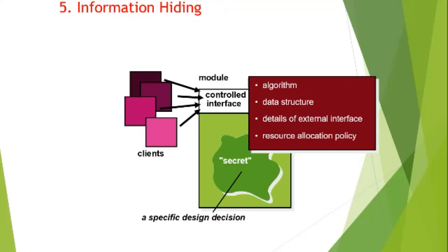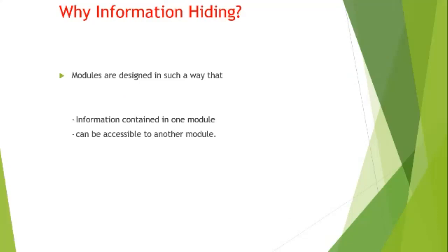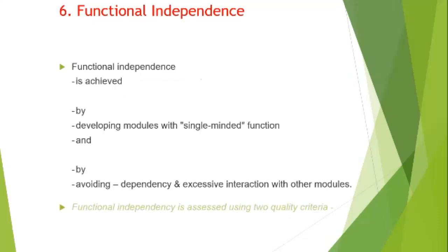Fifth one is information hiding. Using the diagram we can understand why information hiding. Modules are designed in such a way that information contained in one module is not accessible to other modules.